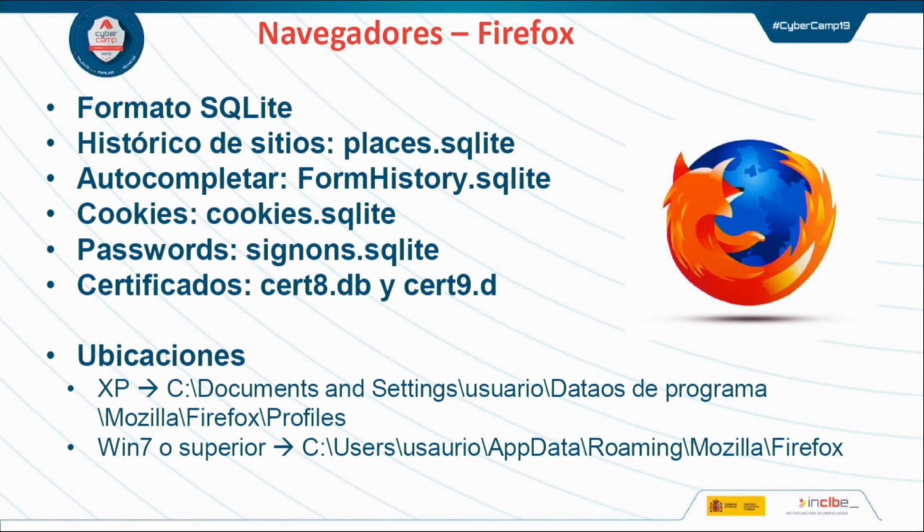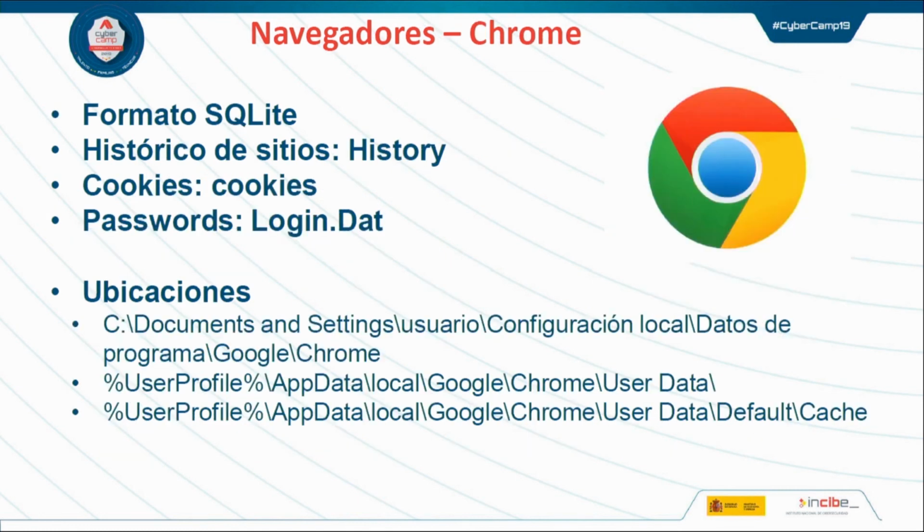Now, when it comes to Firefox, it saves everything in an SQLite database and different SQLite databases. And we're going to have a places.sqlite for the history as well. You can just auto-complete that in the browser. Form history, SQLite, the cookies, the passwords, the certificates. So we would just take all those SQLites and we would open them with a database viewer. And where are these databases? In the routes that you can see here at the bottom of the slide.